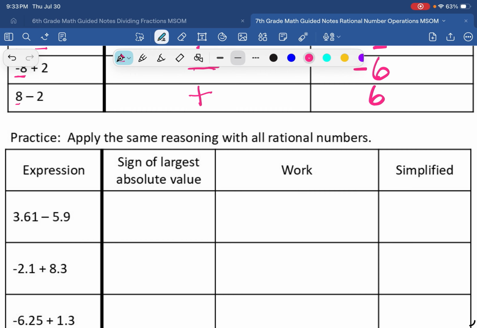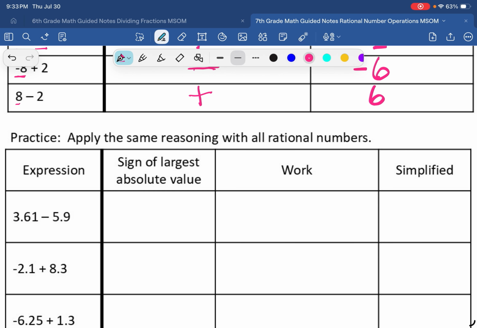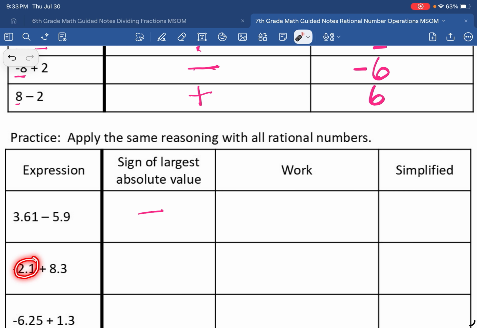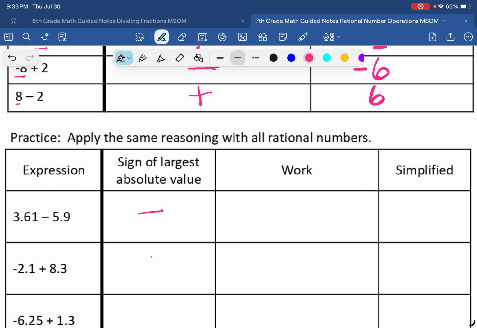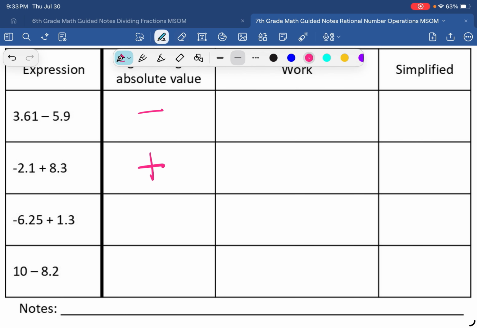Apply the same reasoning with all rational numbers. So if I'm looking at 3.61 and this 5.9, 5.9 would be bigger. The sign of 5.9 in the problem is negative, so my answer will be negative. Looking at this, just the positive part, 2.1 and 8.3. 8.3 is bigger. 8.3 has a positive sign in the problem, so my answer will be positive. 6.25 and 1.3. 6.25 is bigger. 6.25 is negative in the problem, so my answer will be negative.